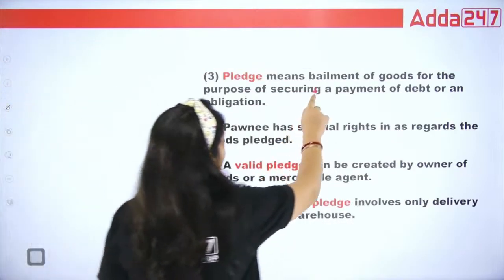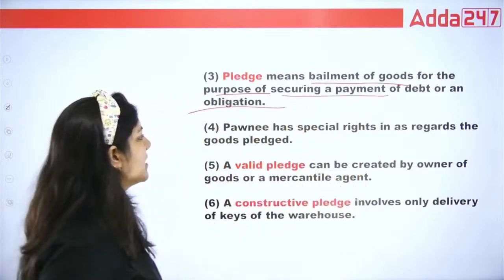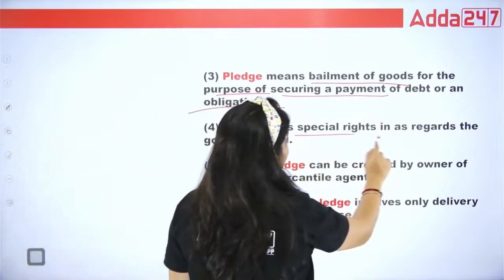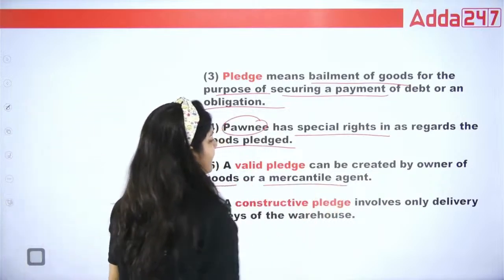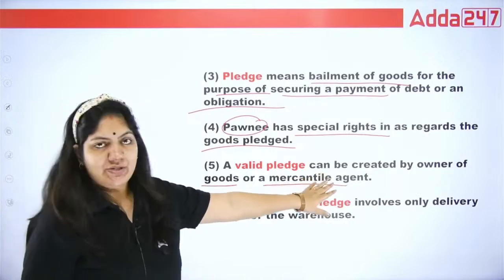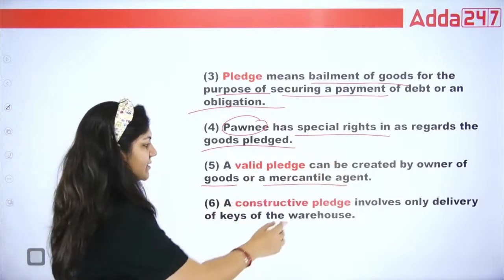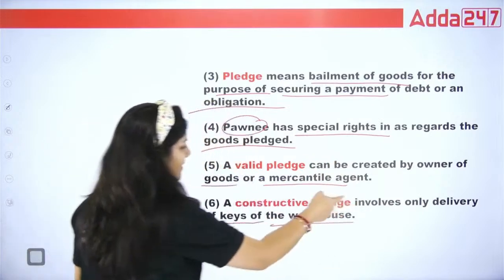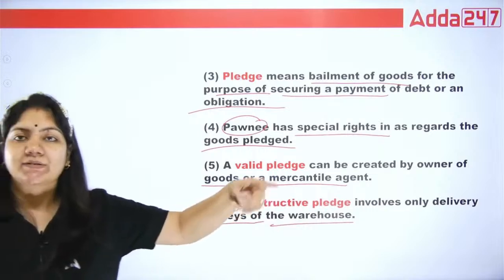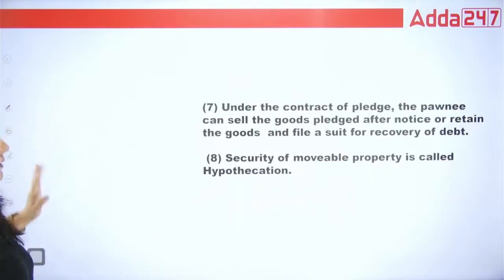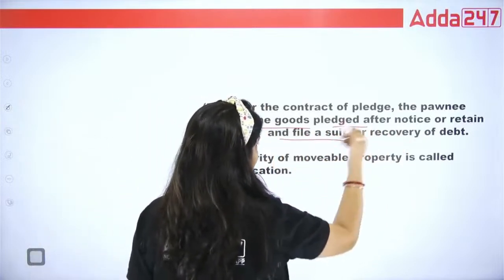Pledge means bailment of goods for the purpose of securing payment of a debt or an obligation. The pawnee has a special right with regard to the goods pledged. Exactly. A valid pledge can be created by the owner and the mercantile agent. A mercantile agent is an agent who works for the sale and purchase of the property of the owner. Constructive pledge involves only the delivery of keys of the warehouse. This is called constructive pledge because we know that in a pledge we just give movable property as a security. Under the contract of pledge, the pawnee can sell the goods pledged after notice, or retain the goods and file a suit for recovery of the debt.